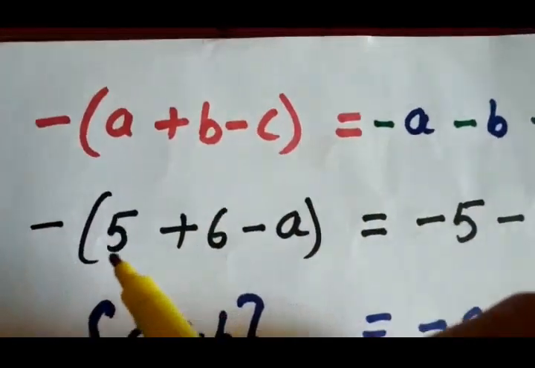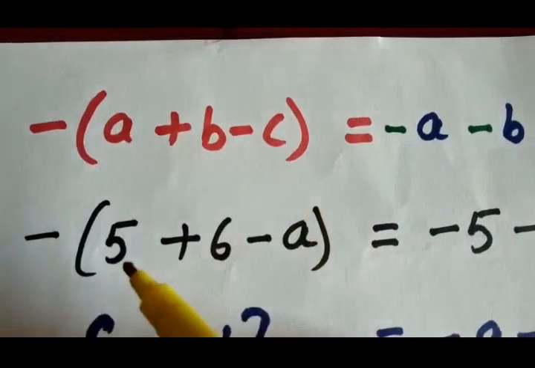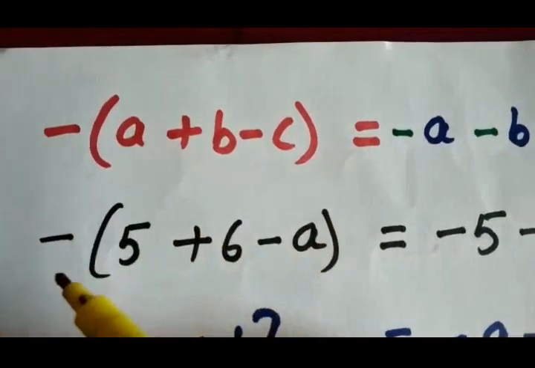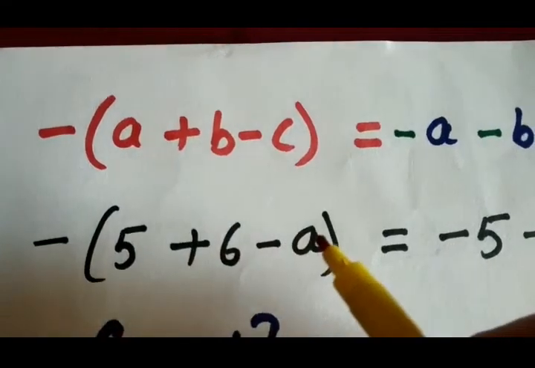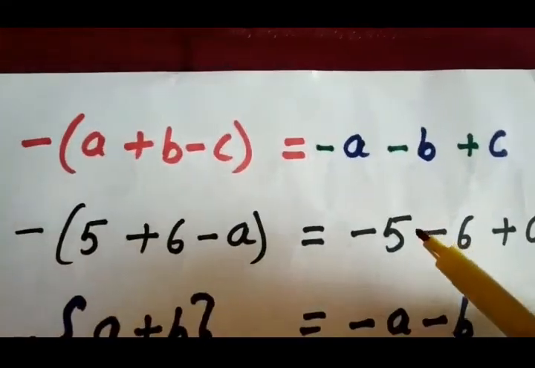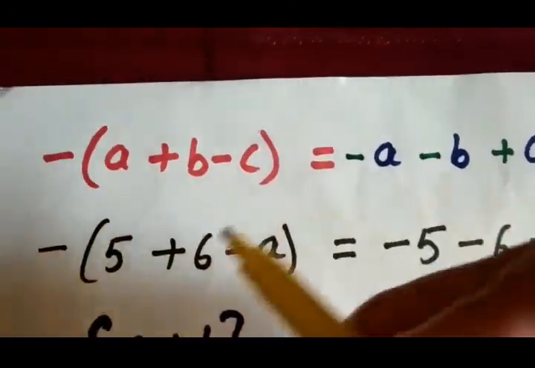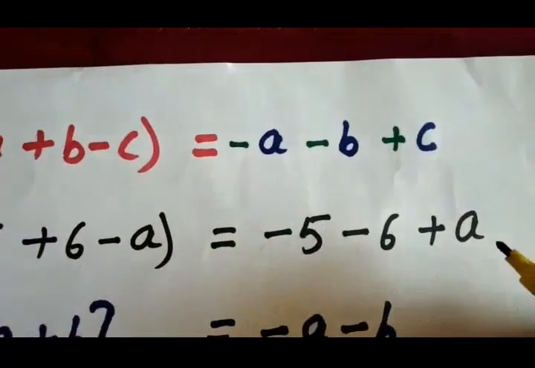So next example we can take minus into inside the bracket 5 plus 6 minus a. When we multiply this negative sign inside the bracket, what we will get? 5 is of plus sign, so we will get minus 5. 6 is of plus sign, so we will get minus 6. Minus minus is plus a.